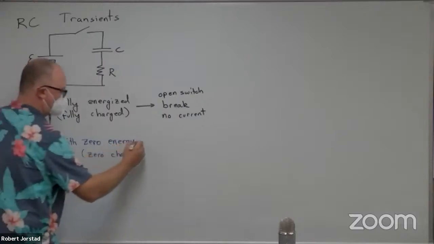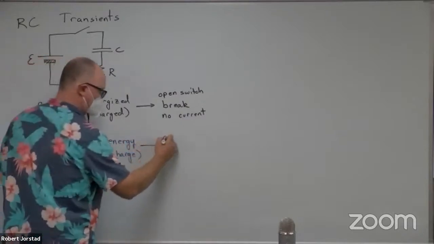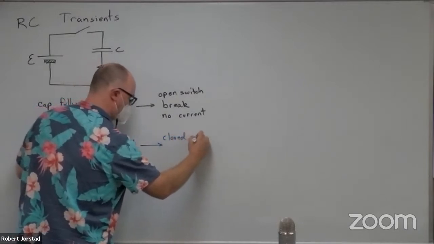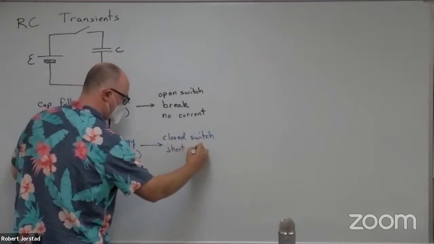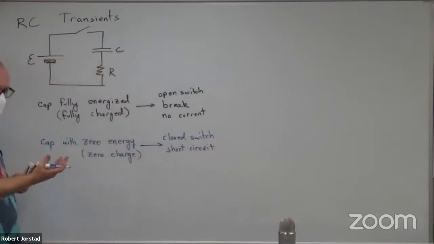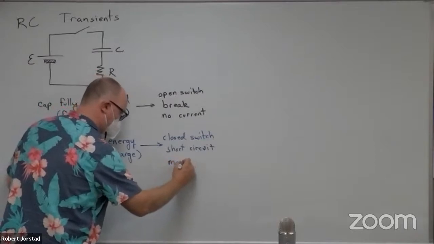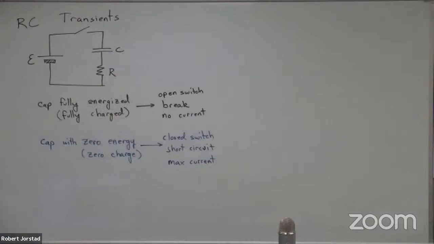What did it act like? Wire. Or a closed switch. Some books will say closed switch. Some will say a short circuit. How much current would flow? None or maximum? Okay, that's good. Anybody remember anything else? What did the capacitor preserve?